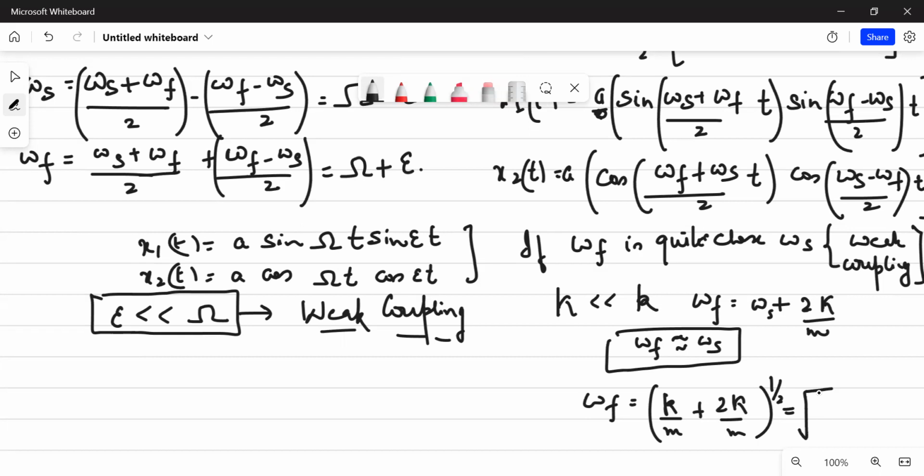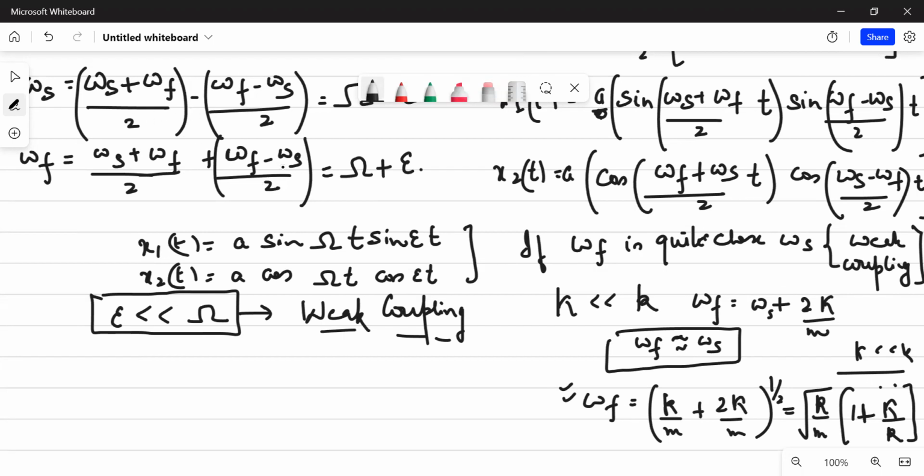You take root over k by m common out, and this was 1 plus kappa upon k. You know that this is very, very small because kappa is very, very smaller than k. So you can expect that your omega f is almost equivalent to omega s. However, it is slightly greater, but it's not that great. So this is the case of weak coupling, or in other words, omega f minus omega s would not be a significantly large term. So it will be very small.